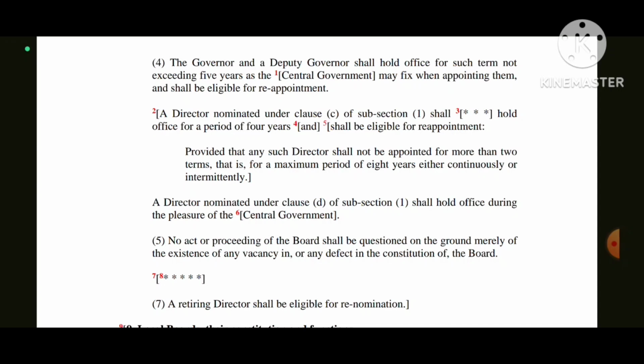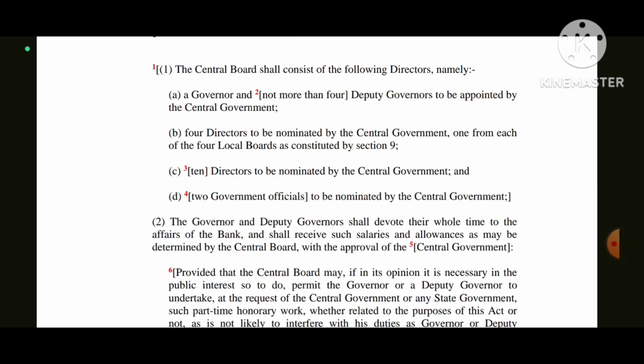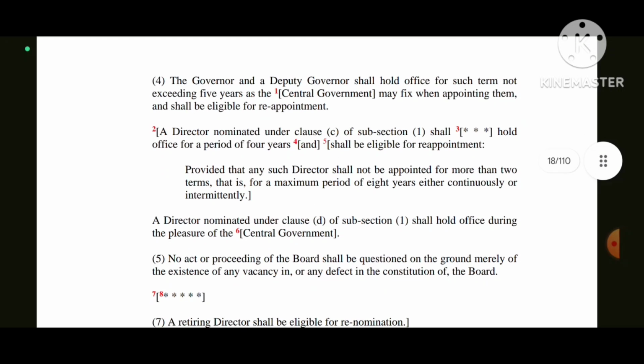The director nominated under clause D of subsection 1 shall hold office during the pleasure of the central government. So who are these directors? These 2 government officials to be nominated by the central government. These 2 officials can hold office during the pleasure of the central government. So when the central government wants them to come back to their other official duties, they can be called back from the position of director of the central board.